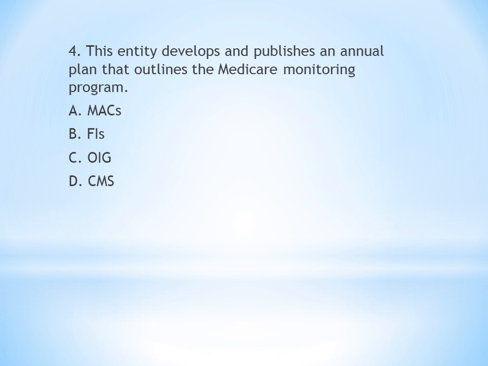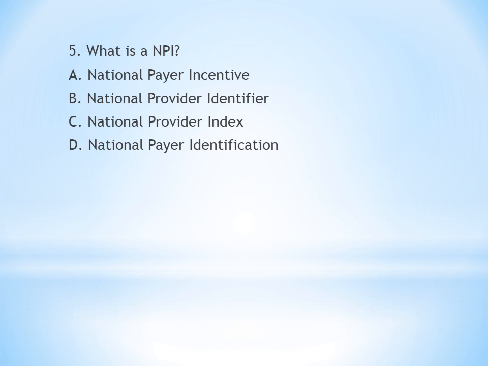This entity develops and publishes an annual plan that outlines the Medicare monitoring program. Which is that entity? A. MAC, Medicare Administrative Contractor. B. FIs. C. OIG, Office of Inspector General. D. CMS, Centers for Medicare and Medicaid Services. So the answer is OIG.